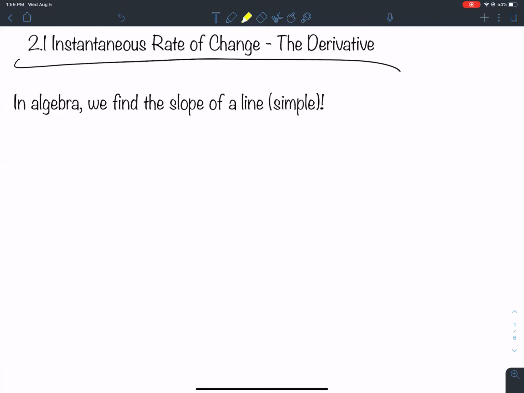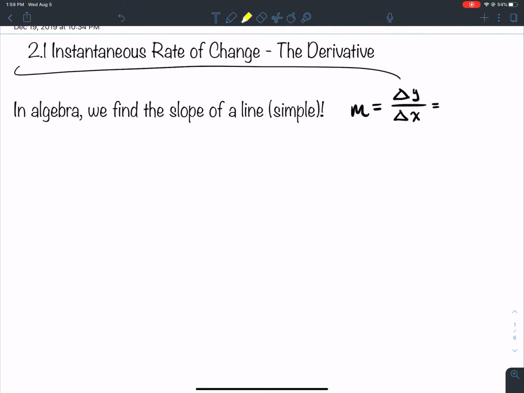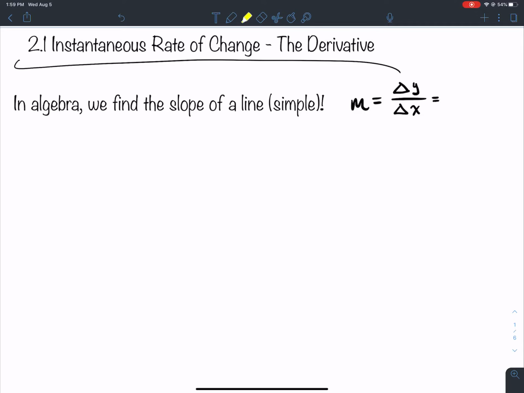So in algebra, we can find the slope of a line. No big deal, right? Hopefully. So slope is m equals what? Slope is the change in y divided by the change in x. You might have heard it as the rise divided by the run. So the rise divided by the run, that's the slope. And the formula for that, if you're given 2 points, x1, y1, and x2, y2, you do the difference in the y's divided by the difference in the x's.